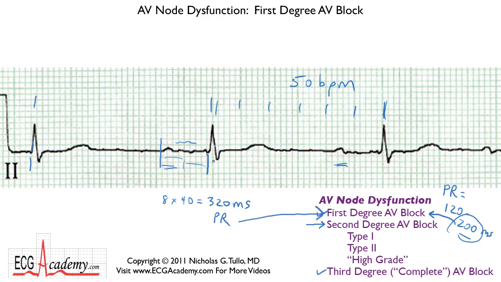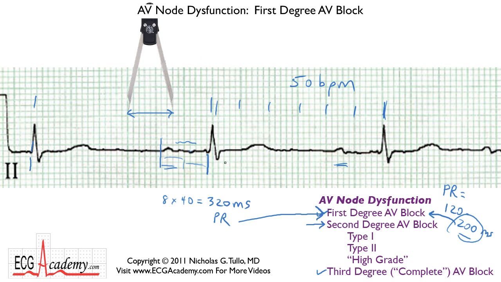If it's hard for you to count small boxes at this point, it's certainly a bit easier to take calipers to this tracing. You can place one tip of the caliper on the beginning of the P wave, the other end on the end of the QRS complex, and when you pick up the caliper and place it on a heavy line, you can sure enough count 8 small boxes, and that gives you 320 milliseconds.